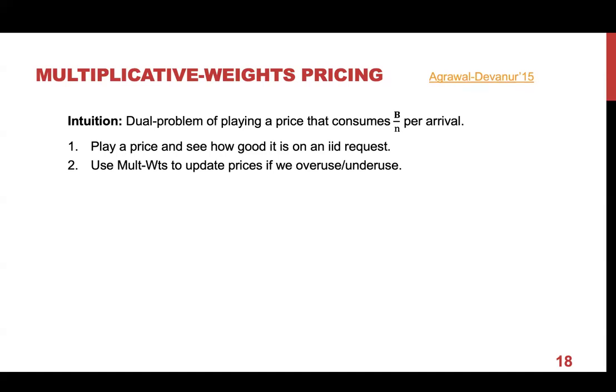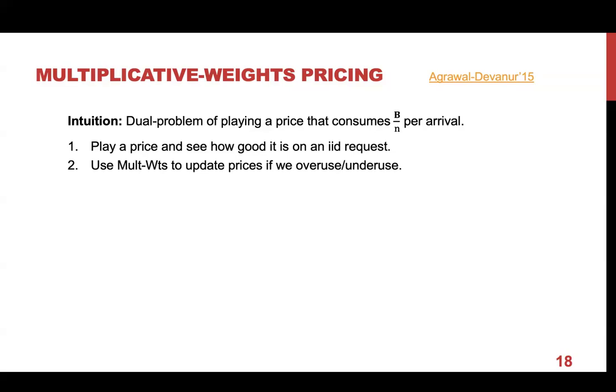So the idea is the following: I want to find a price vector such that on average, I should be consuming B over N budget in any step. If I'm consuming more than this, then in some sense I should be increasing the price of that resource, because that resource is being over-demanded. And if I'm consuming less, then I should lower its price. So think of the dual problem, where I want to play a price vector and see how good the price is. Of course, the challenge is that I never get to see exactly how good my current price is, but you can get an unbiased estimate of it. Just look at the next arrival. It's an i.i.d. fresh sample from the same underlying distribution.